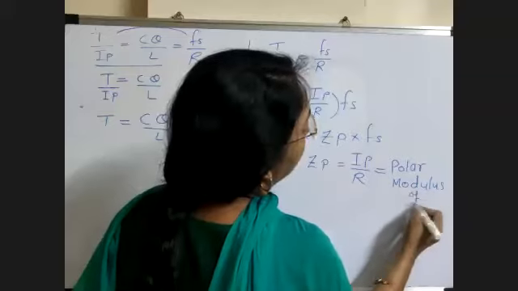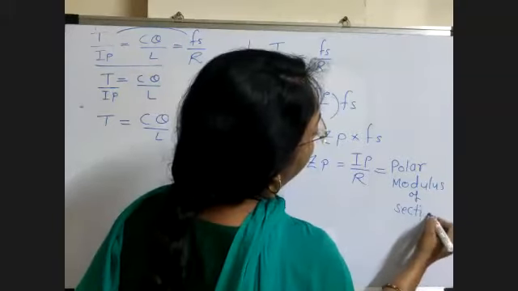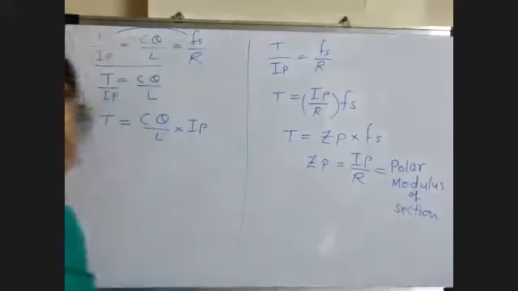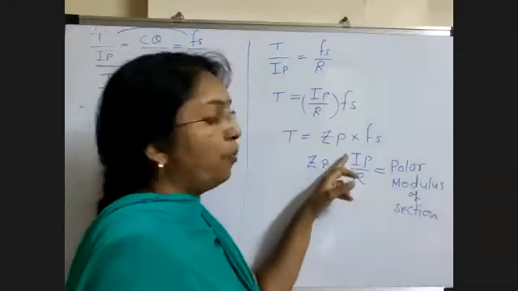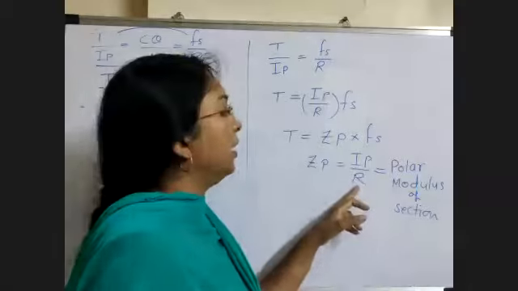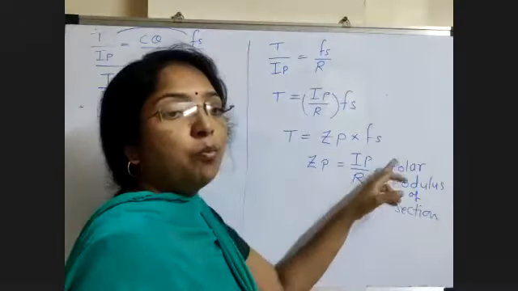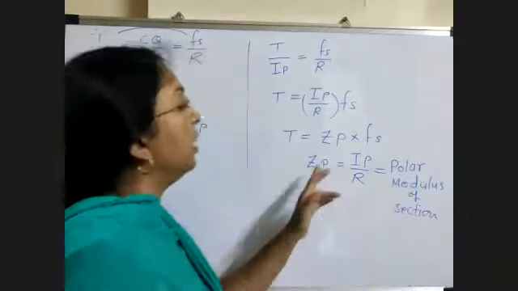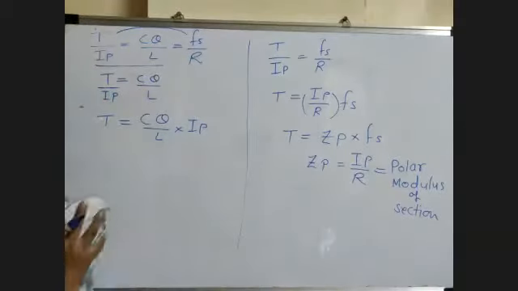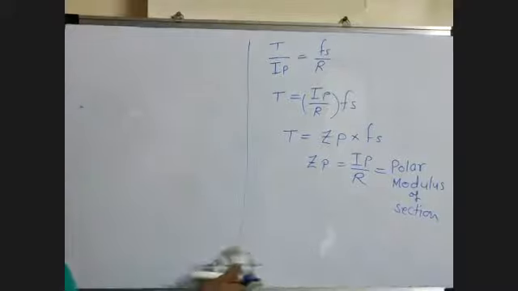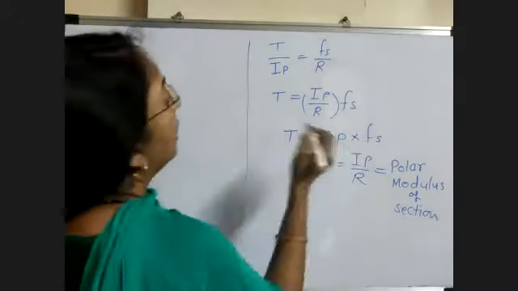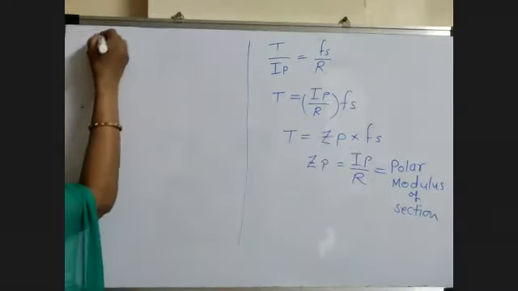You have studied this in the theory of bending. That is the modulus of section, moment of inertia divided by y. Here, it is the ratio of polar moment of inertia to the radius of the shaft, called the polar modulus of section. Now we can calculate the value of Zp for a solid circular section and for a hollow circular section.